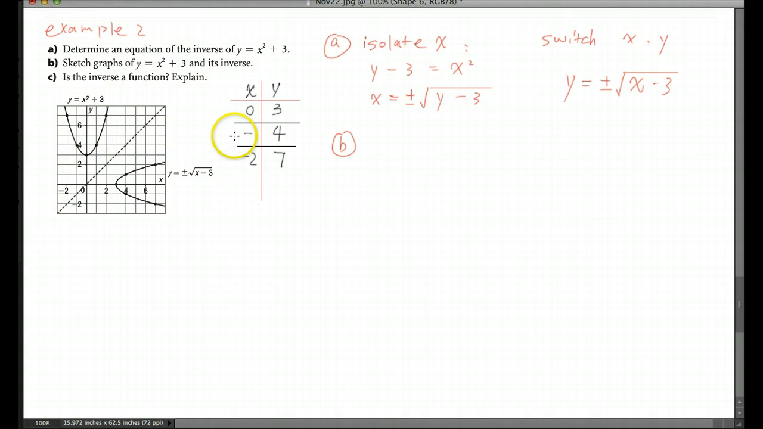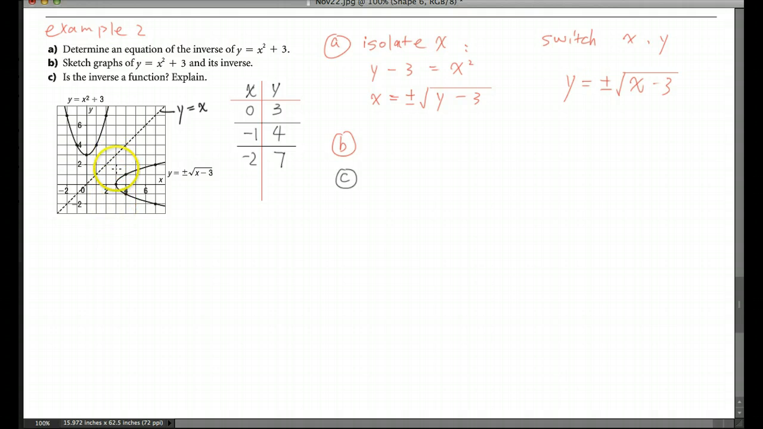And as we explained earlier, all these points are symmetrical about this line. This is y equals x, so they're symmetrical. As you can see, each of the points is symmetrical about this line. And that's done, we sketched both functions. And then the last question: is the inverse a function? Explain. It's very simple, do a vertical line test.